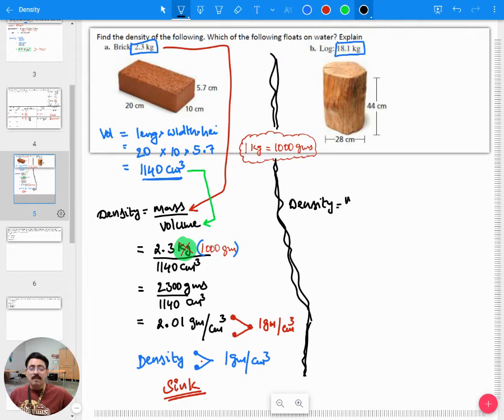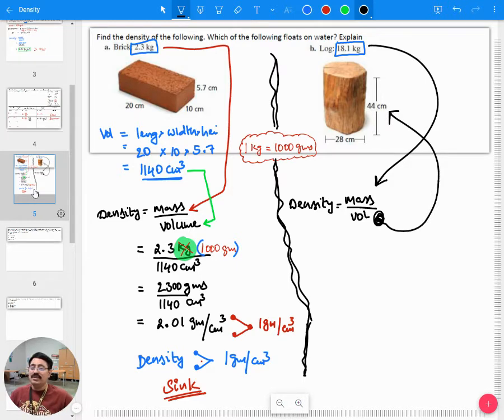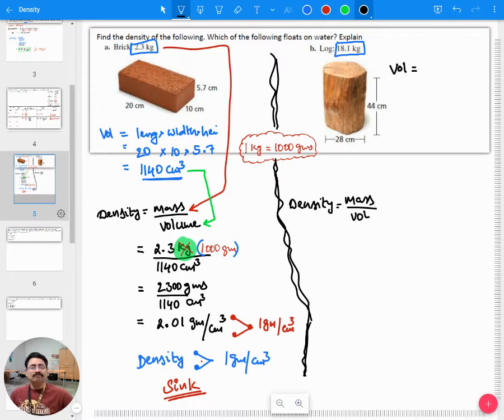Density equals mass per volume. Mass is given as 18.1 kilograms, and volume is not given, but the dimensions are given, right? So let's try to find the volume of this log of wood. It seems this is in the shape of a cylinder.